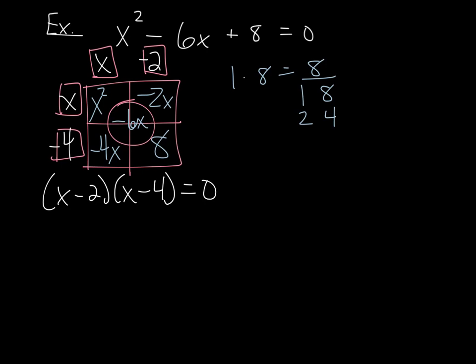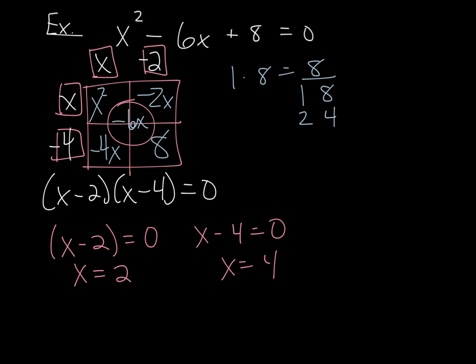So now to find out my x-intercepts, I can simply go, okay, x minus 2, didn't need parentheses, equals 0. So x equals 2. x minus 4, set it equal to 0. So x equals 4. So there I have found my wonderful x-intercepts. I can go ahead, before I graph it, and find my vertex.